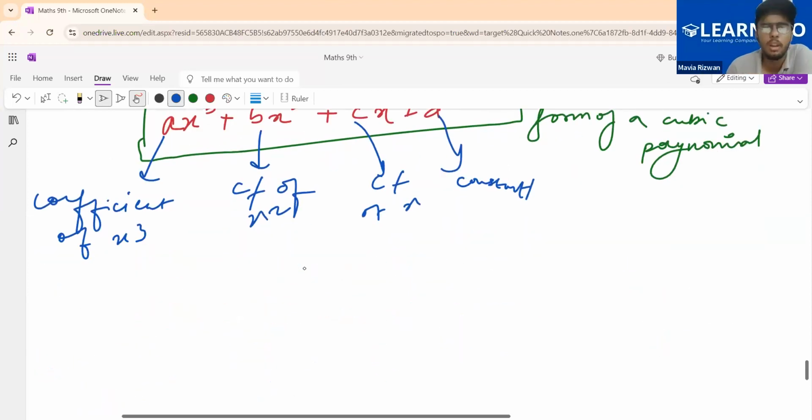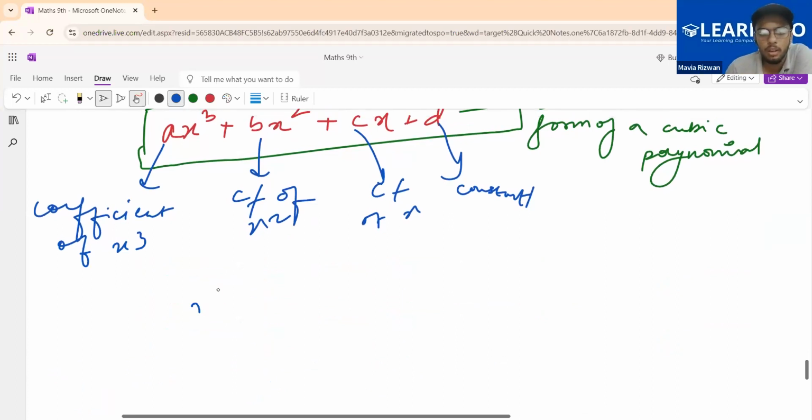Just tell me one. Minus x cube. Tell me a, b, c, and d. a is -1 and b, c, d is 0. So I hope the concepts are clear to you because your basics are clear. Now just note this down, Safia.